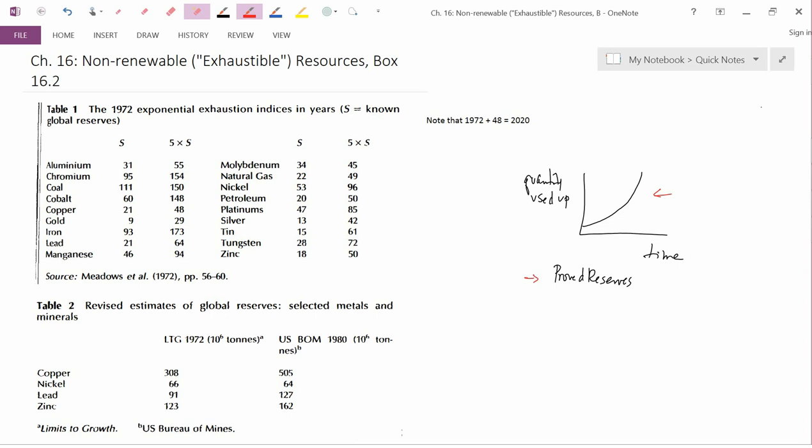So on the left, let's look at table 1 and interpret, let's say, this number. This is the exponential exhaustion index for aluminum. These are 1972 exponential exhaustion indexes. And so the prediction is that given the proved reserves of aluminum in 1972, if you assume that the amount of aluminum mined every year is going to increase exponentially, then aluminum is going to run out 31 years after 1972. And the rest of the S column here and here are exactly those calculations for the other minerals on this list.